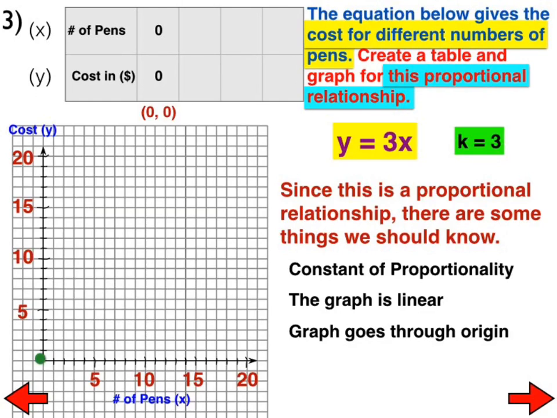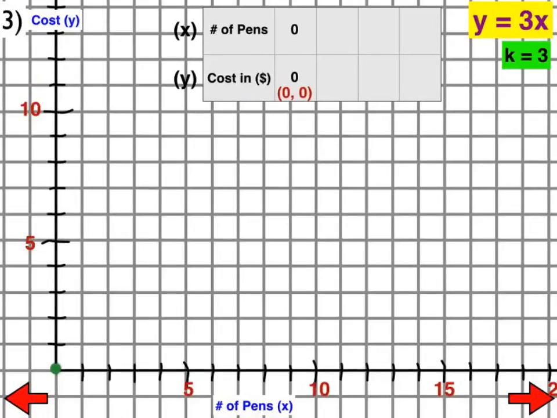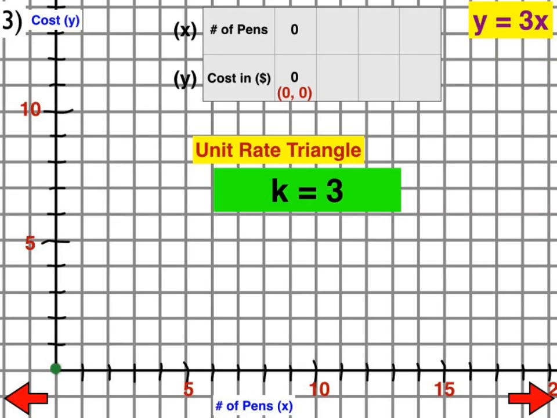So this is where you need to listen, and you'll need to do some writing off to the side of your actual coordinate plane, because right now in your notes, none of this is written there. I'm not asking you to write that there, but I am going to ask you to add some things. So I'm going to zoom in a little bit here, and we're going to use what we call a unit rate triangle. Since we know the constant of proportionality is 3, that means essentially without the units, the unit rate is 3. And so from this equation, we know that k equals 3.